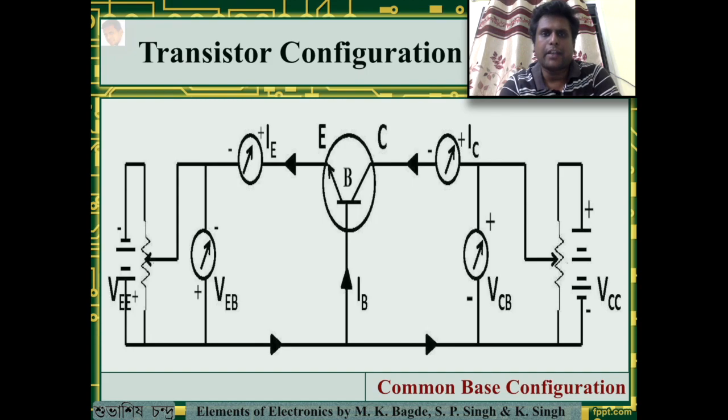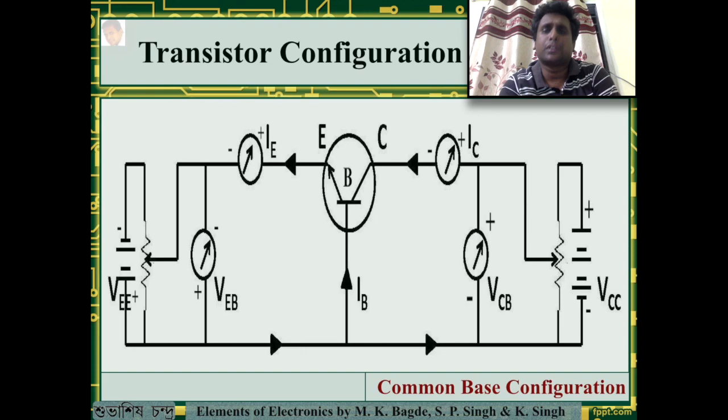Now we can find 3 different characteristics from this circuit. First is the input characteristic, then the output characteristic, and lastly the transfer characteristic. In case of input characteristic, the output voltage will be kept constant and the parameters in the input side, that is IE and VEB, will be studied. In the second case, the output characteristics, the input current IE will be kept constant and the variation in collector current IC and the voltage VCB will be studied. And in case of transfer characteristics, VCB will be kept constant and the change in IC with respect to change in IE will be studied.